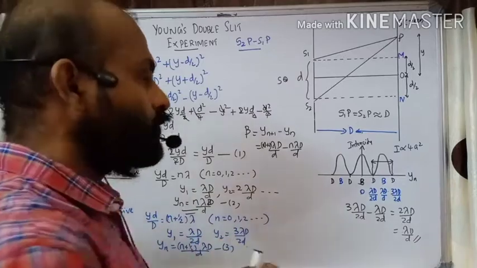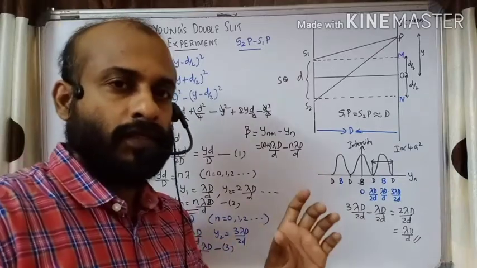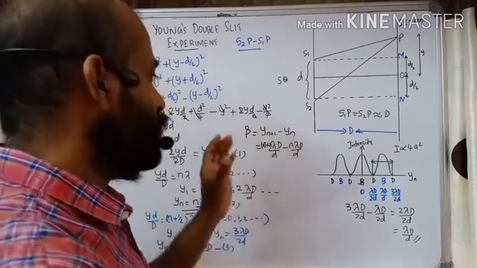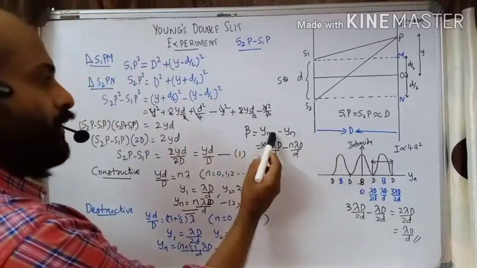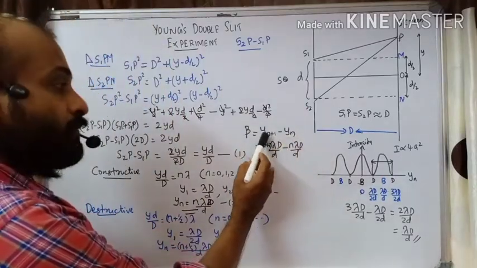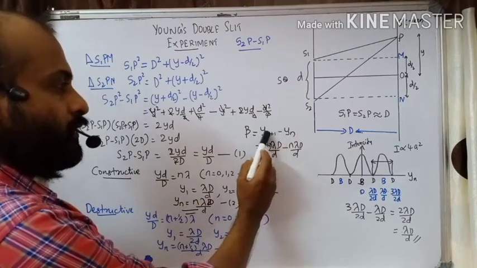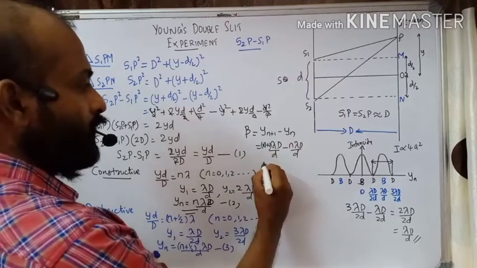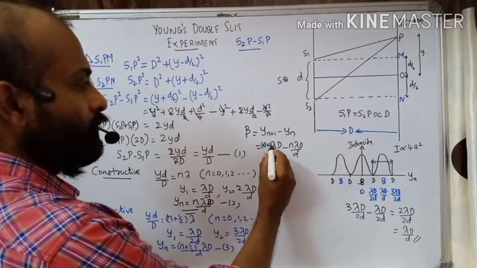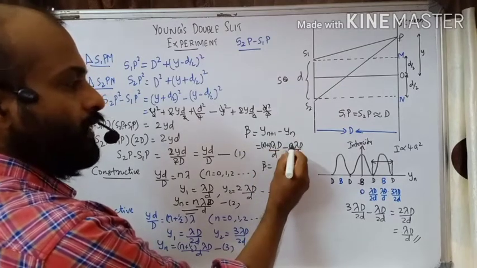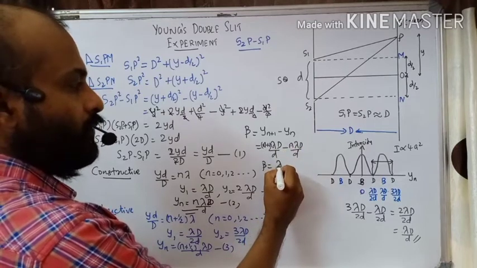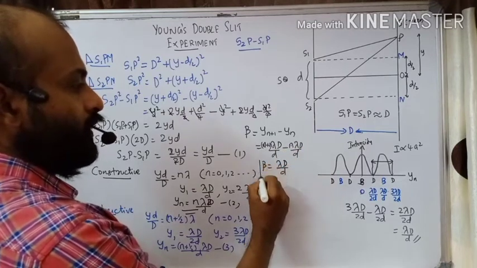So both dark fringes and bright fringes have the same width. So, fringe width will be the same. What will you get? That is the nth bright band, and this is n plus 1, the consecutive next bright band. When you find the distance between these two, what will you get? Fringe width is equal to (n+1) minus n, which is 1. So you get λD/d. This is the fringe width.